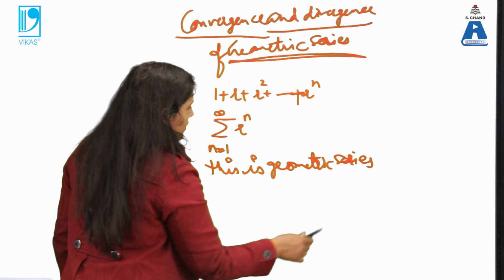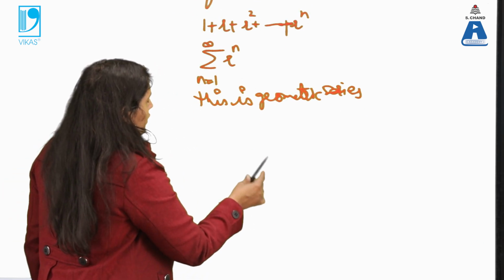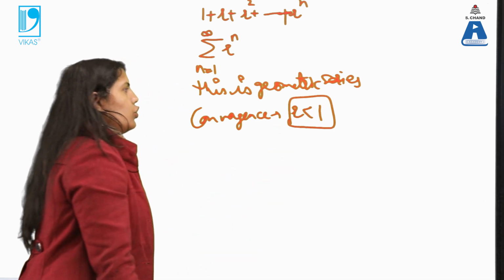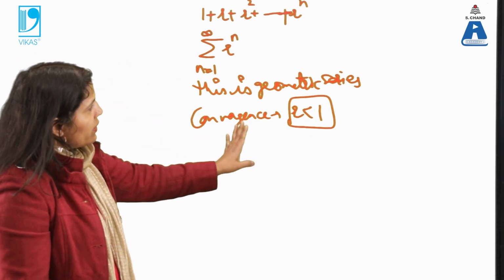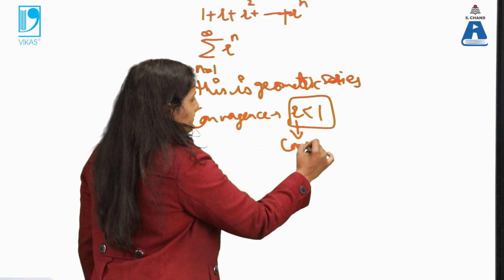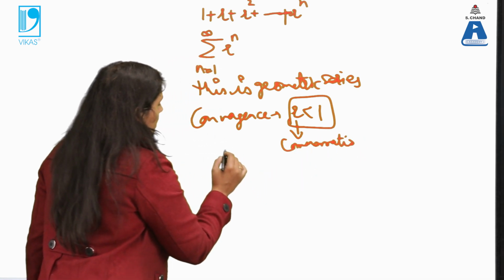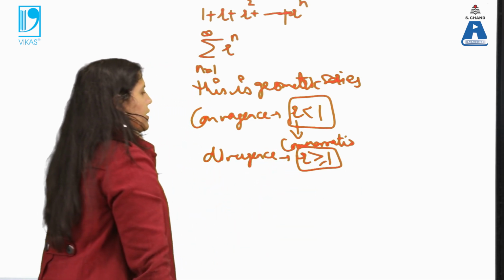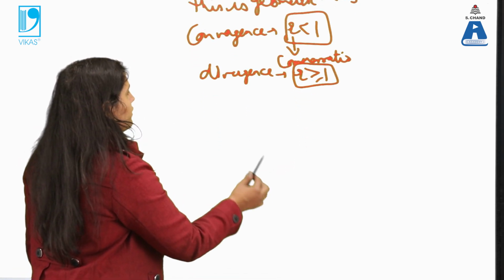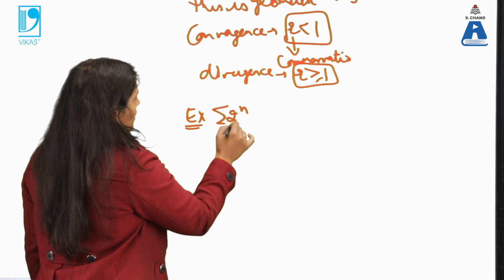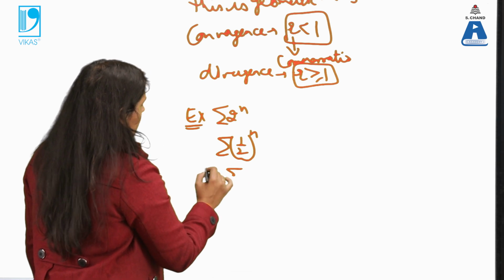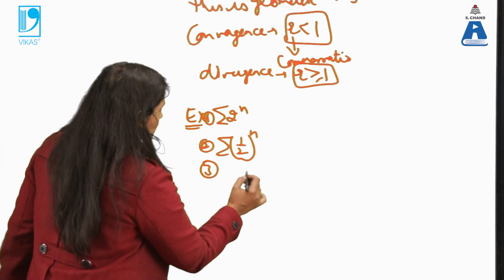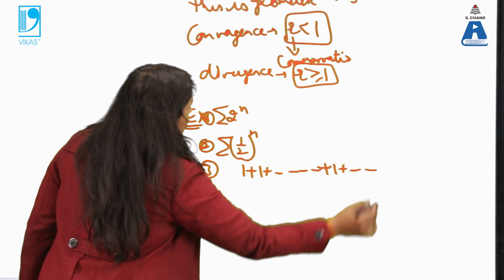Geometric series has conditions for convergence and divergence. For convergence, if r is less than 1, meaning the common ratio is less than 1, then you say that the series is converging. For divergence, if r is greater than or equal to 1, you will say that the series is diverging. I'll take up quick 3 examples. So I'll start with this.